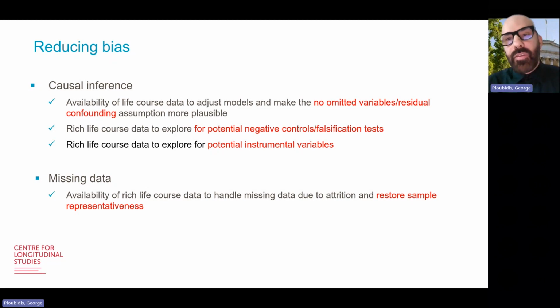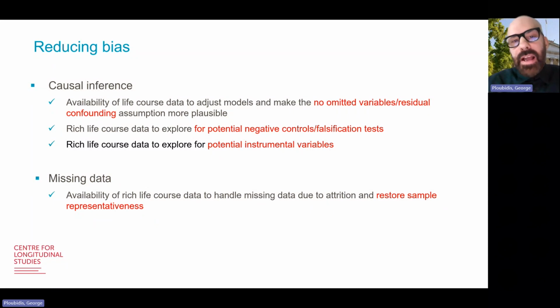The first one is causal inference. Of course, the availability of life course data from birth and all this rich information allows for very rich multivariable adjustment. This very rich multivariable adjustment can make the no omitted variables or no residual confounding assumption, which is at the center of causal inference, more plausible. And this is quite important in a way that the richness of the cohorts can lead to better, more robust science when it comes to later life exposures or outcomes.